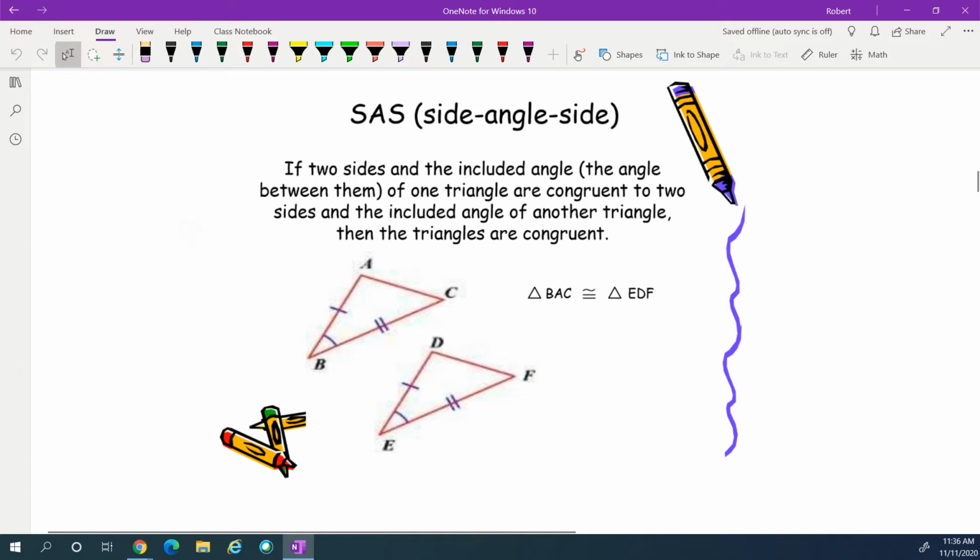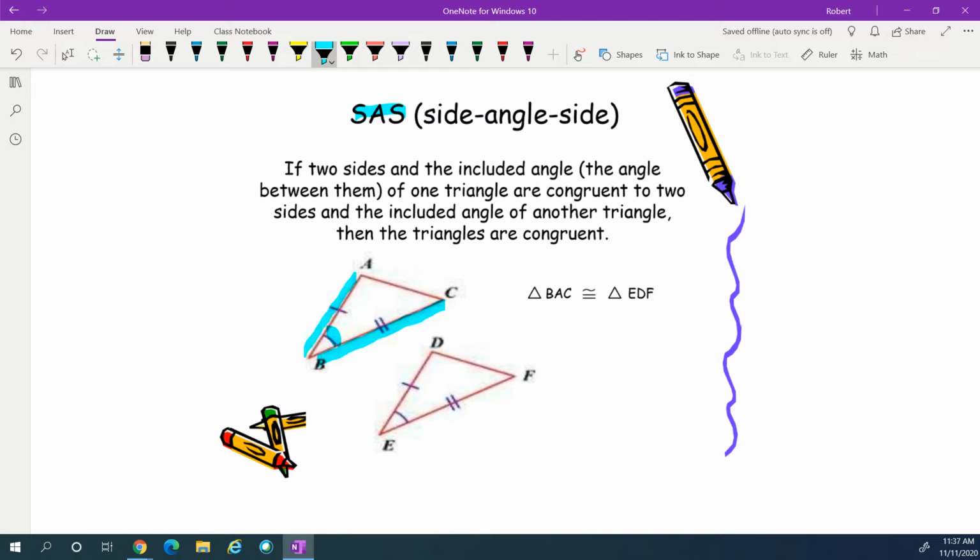Our second example, SAS. Well, S stands for side and A stands for angle. Now, the order of these letters is really important. SAS. Look in the picture. It is the angle that sits between the two sides. So SAS: two sides, and it's the angle sitting right there in between them. So the order of the letters matters. SAS, side, angle, side.